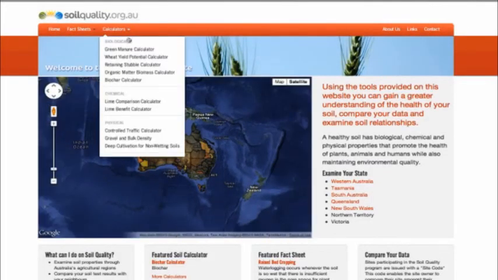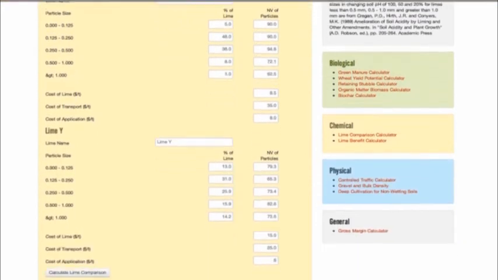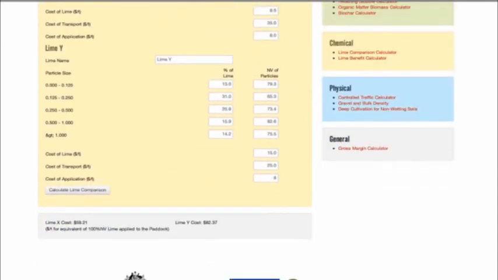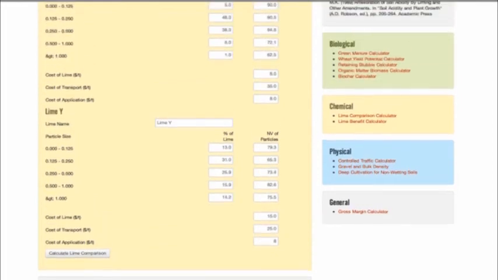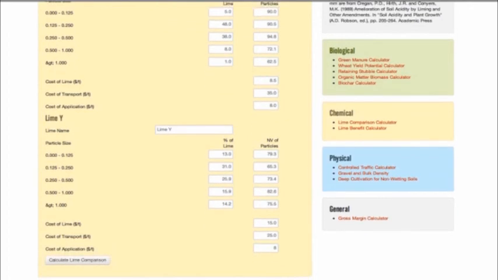Obviously, we have a lime comparison, there's various calculators that you can use, and you can enter things like the lime quality, which is something in WA that's very important for soil acidity. And you can enter in the lime quality. There's a couple of arbitrary ones put in there. You can compare the quality of the lime and how much it will cost to get it onto your farm. And even though in this instance, lime X is more expensive to get onto the farm, because it's got a better neutralising value, you're actually saving money and it costs less.